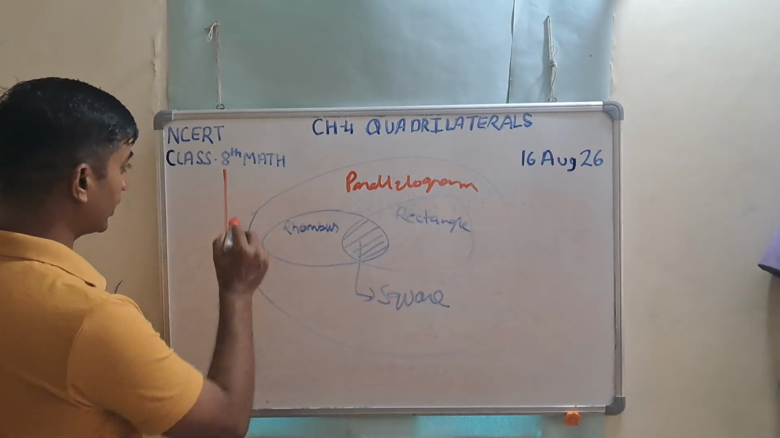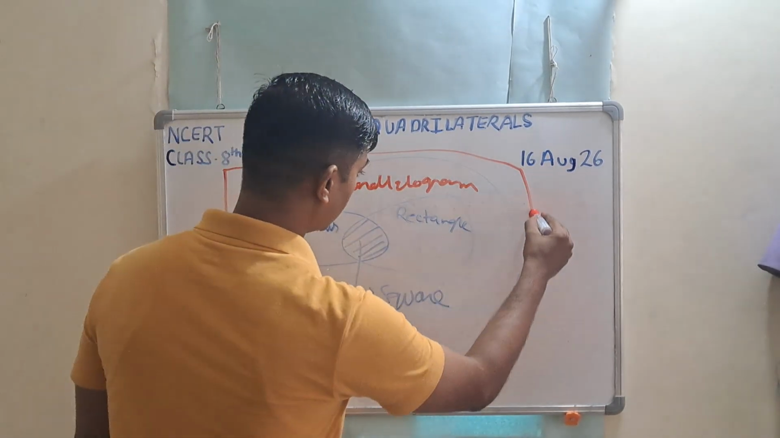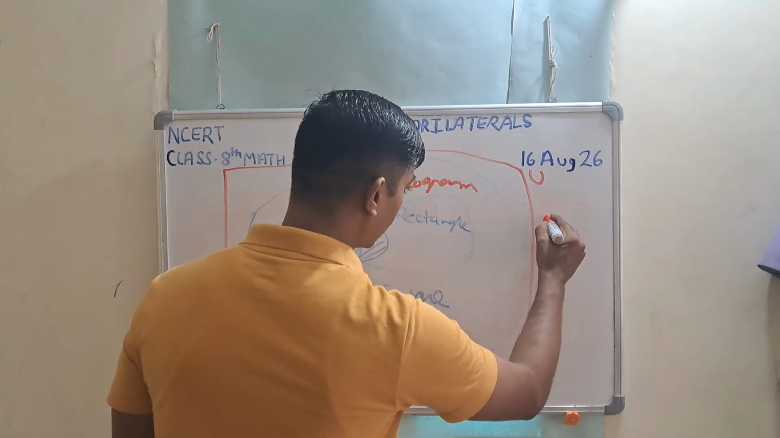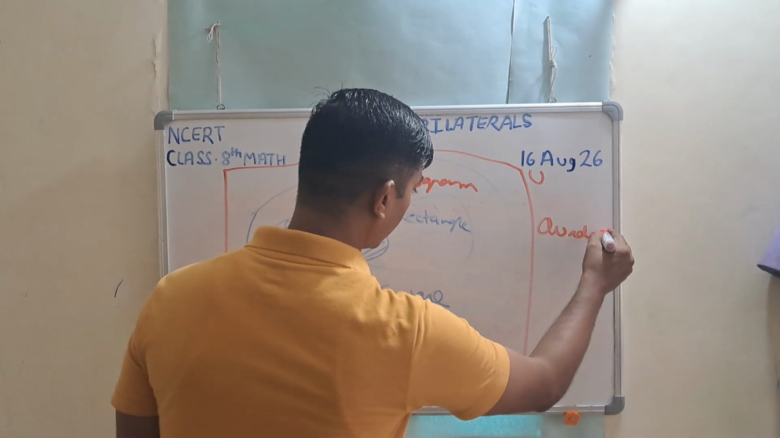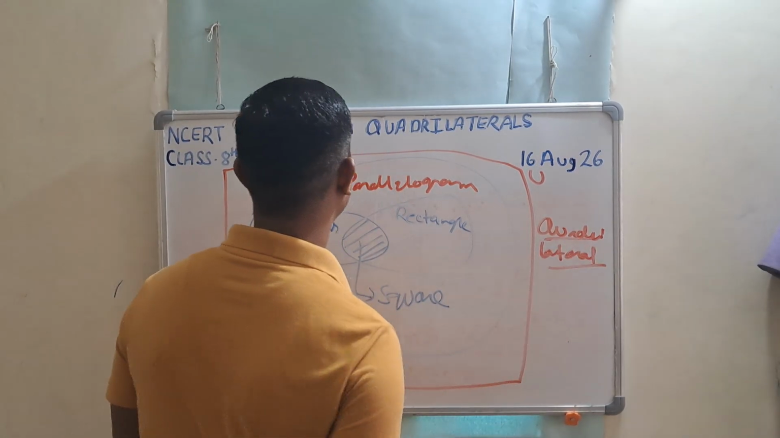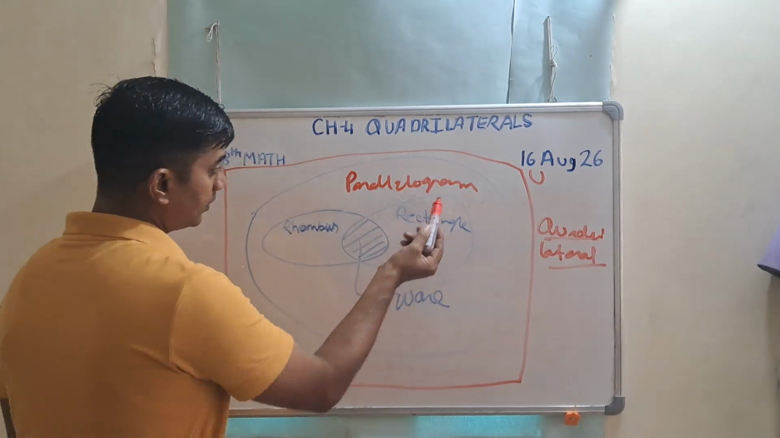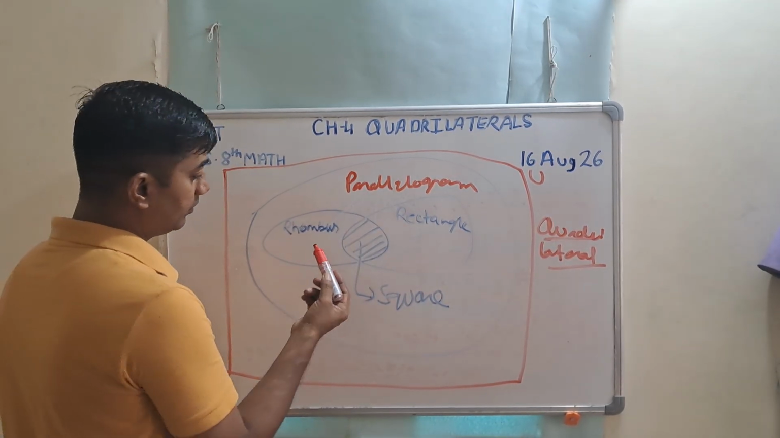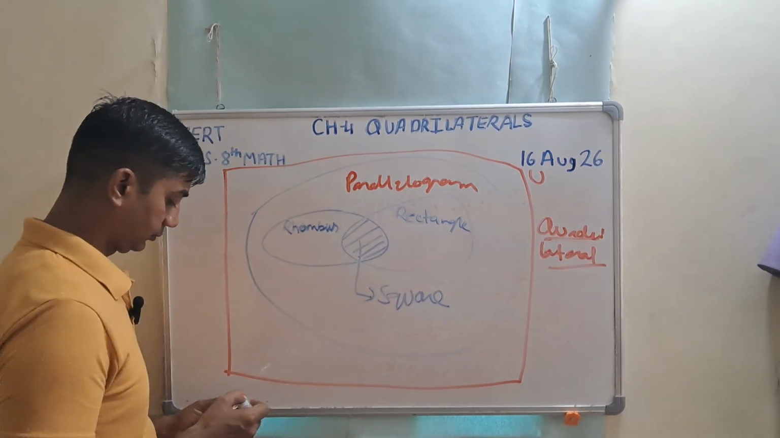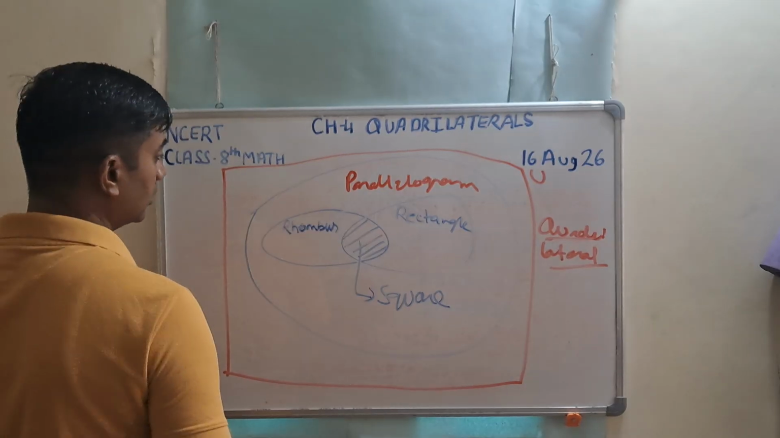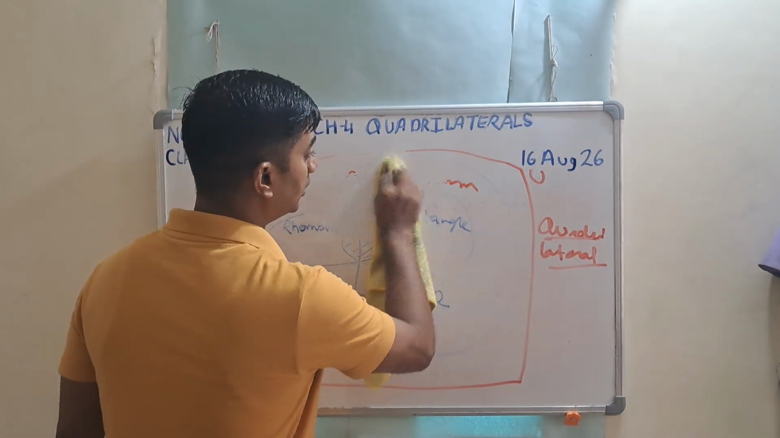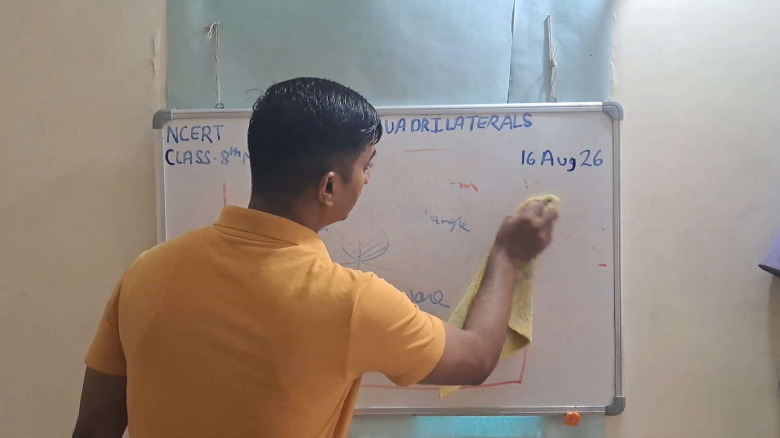And if we make a universal set, what is our universal set? Universal set is quadrilateral. Understood? So in the universal set of quadrilateral, there is the parallelogram, in parallelogram we have rhombus and rectangle, and the common part of that is a square. This is what we have studied till now.